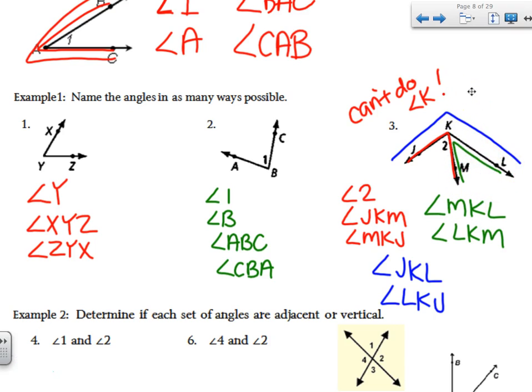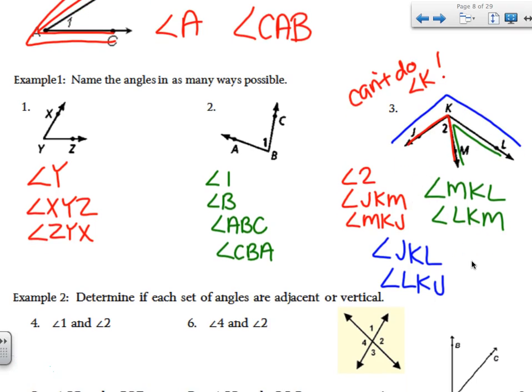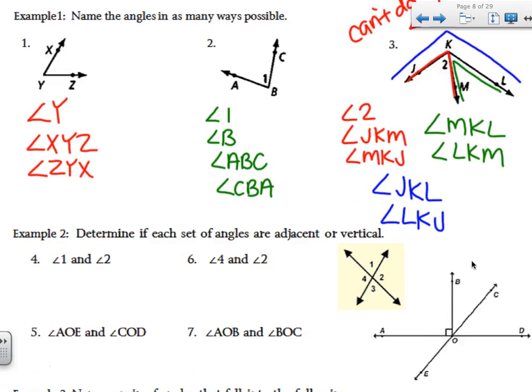Now, the tricky part is you cannot say angle K, because if you say angle K, I don't know which angle you're talking about. So if you have 2 adjacent angles that make up a large angle, to talk about the large angle, you can't just say angle K. So if you want to talk about this whole entire angle, you could say angle 3 or JKL or LKJ, which was in blue. So you could talk about the smaller angle in red, the smaller angle in green, or you can talk about the whole entire blue angle, okay? So let me know if you have any questions on how to name angles.